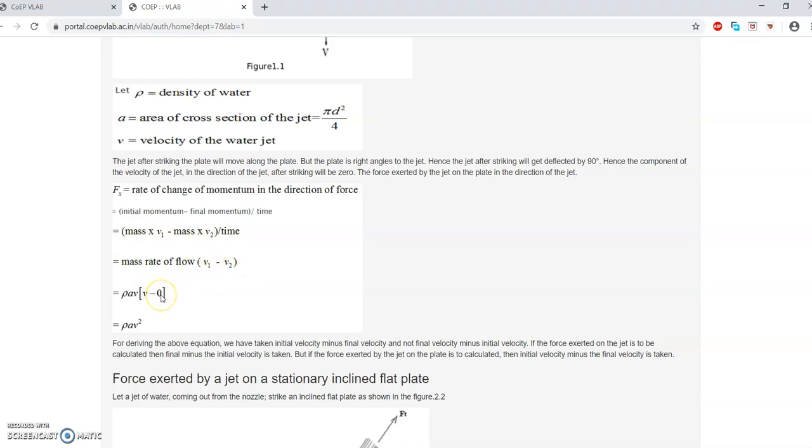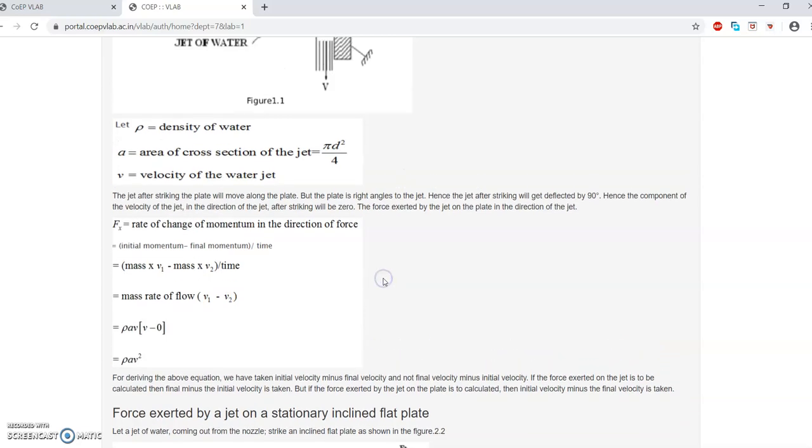The further part we have written is this: mass flow rate can be written as density into area into velocity. It comes from the substitution of mass, where density is mass upon volume, that is, mass is density into volume. If we take volume upon time, it becomes discharge, and discharge is area into velocity. So we get rho into area into velocity, and here we have v1 minus v2.